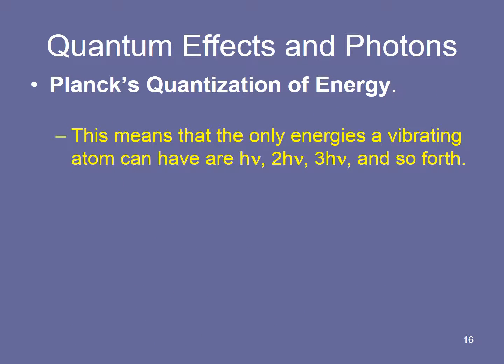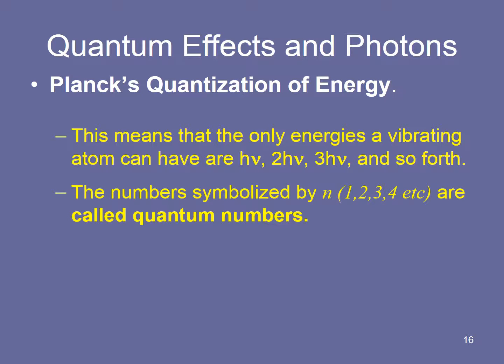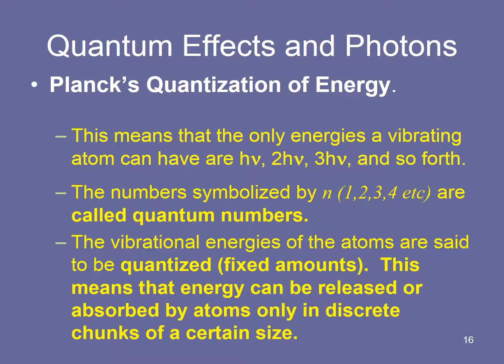So that means that atoms can only have certain energies. And it turns out it's electrons that we're talking about. But atoms can only vibrate at certain energy levels, at h nu, 2h nu, 3h nu, and so forth. And so these numbers, 1, 2, 3, 4, are called quantum numbers. And so energies are said to be quantized, meaning that they can only happen in fixed amounts. So energy can either be released or absorbed only in certain amounts of energy, not any old energy willy-nilly.